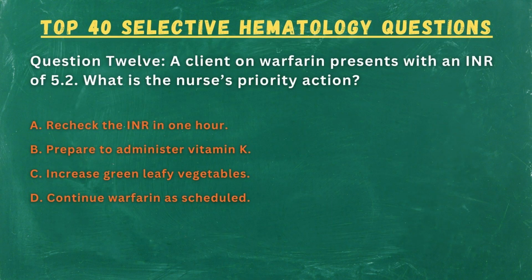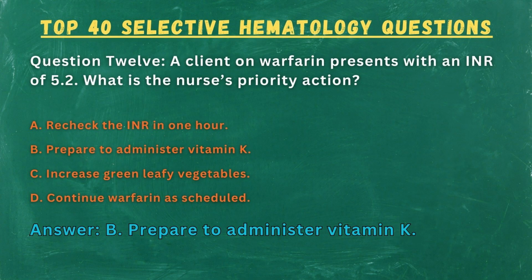Question 12. A client on warfarin presents with an INR of 5.2. What is the nurse's priority action? A. Recheck the INR in 1 hour. B. Prepare to administer vitamin K. C. Increase green leafy vegetables. D. Continue warfarin as scheduled. Answer. B. Prepare to administer vitamin K.